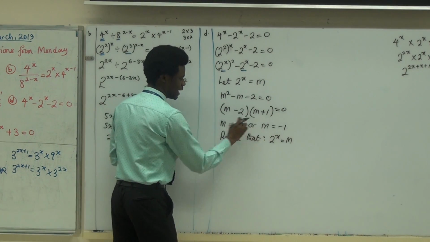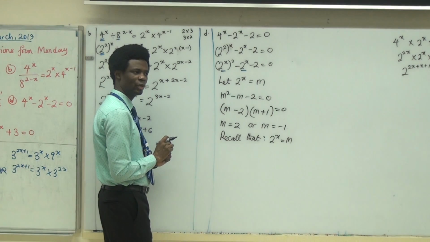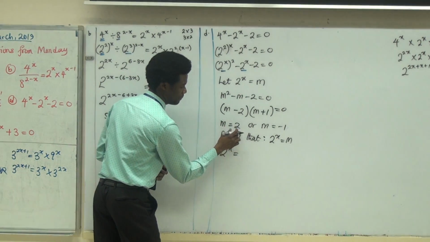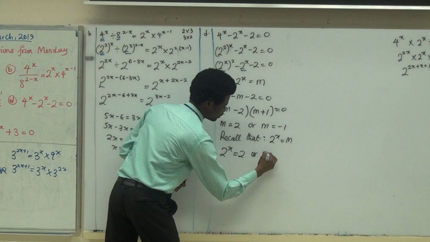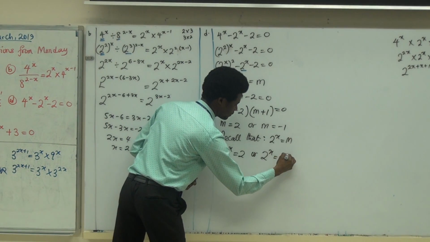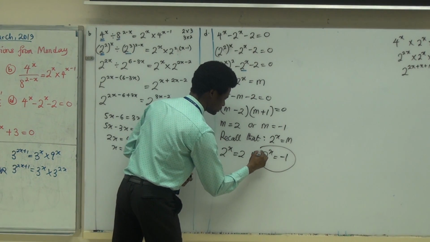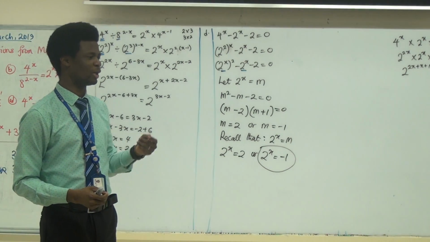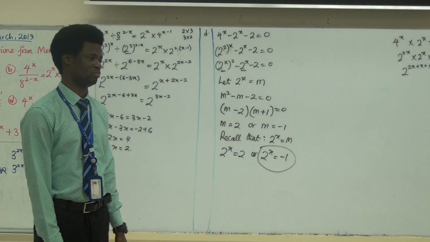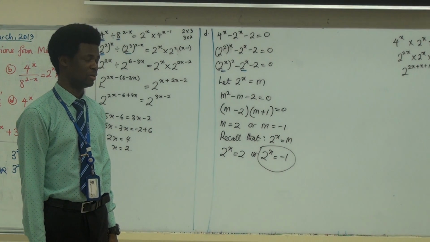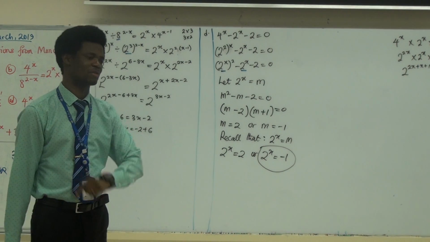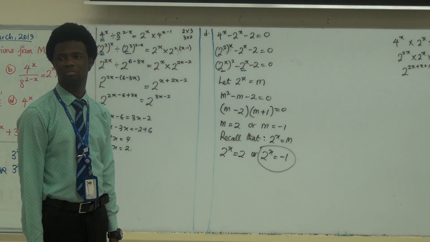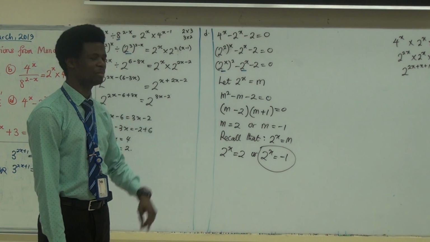So for each of the m's, we write an equation. 2 to the power x equals, for the first m, 2. 2 to the power x equals, for the second m, negative 1. This cannot be solved. There is no way you can write the power of 2, that no power of 2 gives negative 1. Do you agree? But it was positive when you solve it. Yes. No power of 2 gives negative 1. Do you understand that? So this cannot be solved.